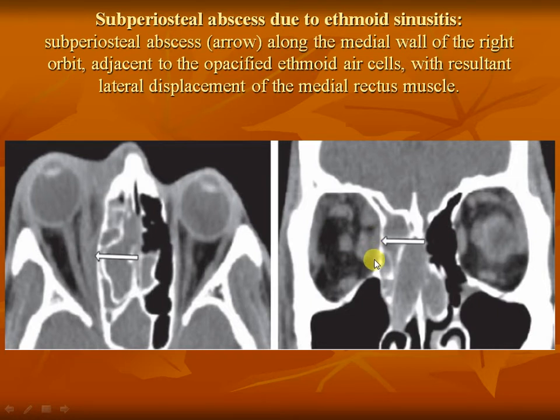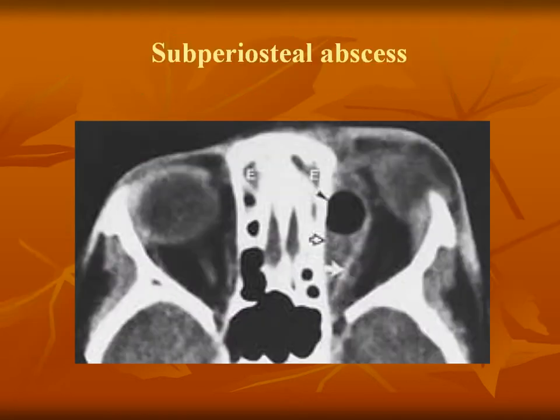So you should keep in mind that if there is a displacement of the extraocular muscles, the presence of subperiosteal abscess should be considered. Again, here you can see there is a subperiosteal abscess here, and it's marked here with this. The medial rectus muscle is displaced by the abscess formation.